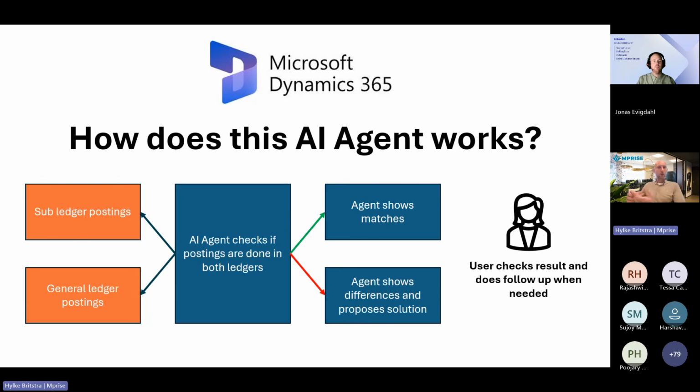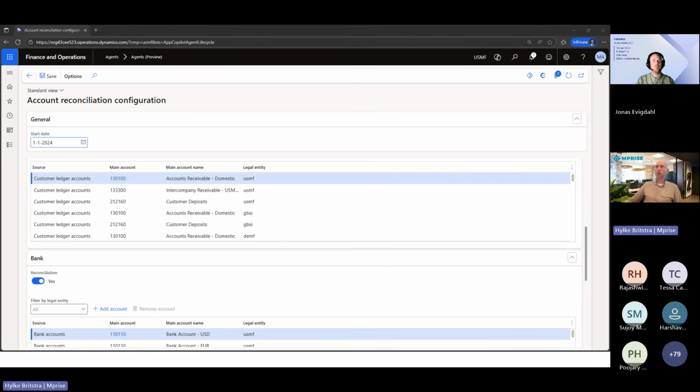So think about the agent, an agent independently working, autonomously working in F&O. It autonomously checks the subledger and the ledger. It checks if the subledger and the ledger are in line. If that is the case, it will reconcile them and show that. If it's not the case, it will give you an exception. And the user needs to check the result and only do follow-up actions when needed. So instead of doing the reconciliation all by yourself, the agent will do it, and you as user only do the needed follow-up.